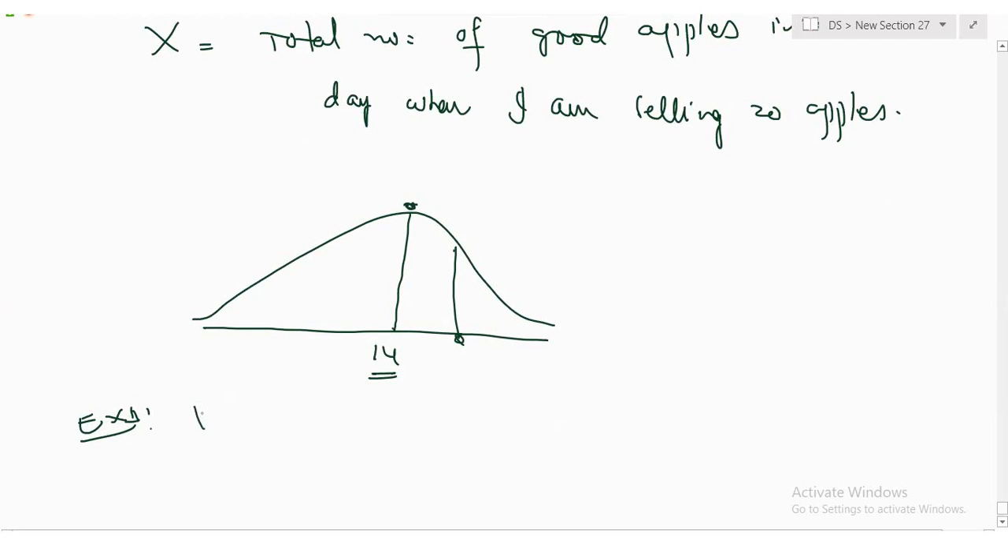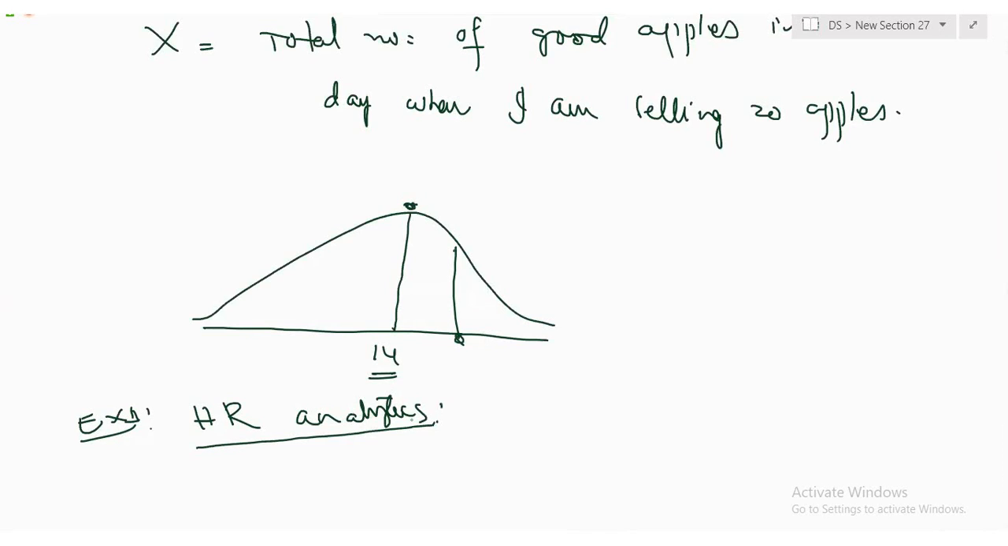Yeah, HR analytics problem. HR analytics. What is this HR analytics problem?